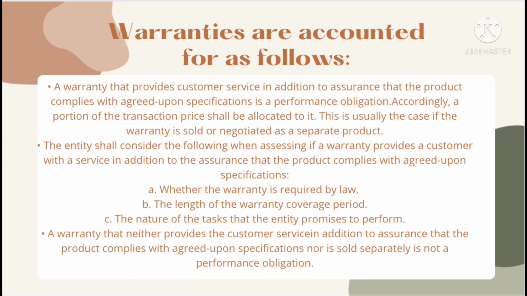Letter C, the nature of the task that the entity promises to perform. Tasks that the entity necessarily needs to perform in order to provide the assurance that a product complies with agreed upon specification likely do not give rise to a performance obligation. Example, the entity shoulders the freight for defective units to be returned. So a warranty that neither provides the customer service in addition to assurance that the product complies with agreed upon specification nor is sold separately is not performance obligation.